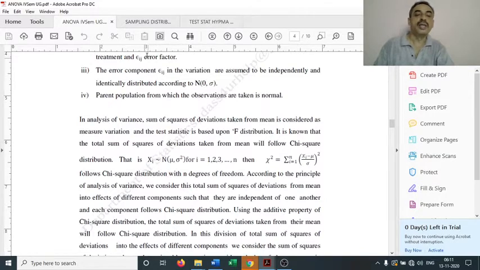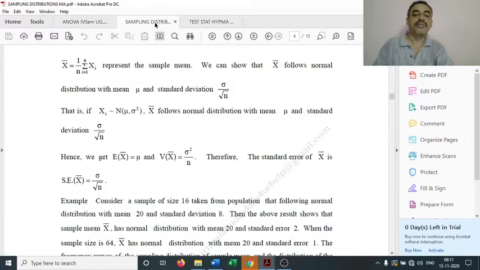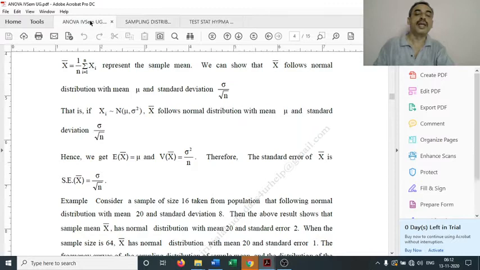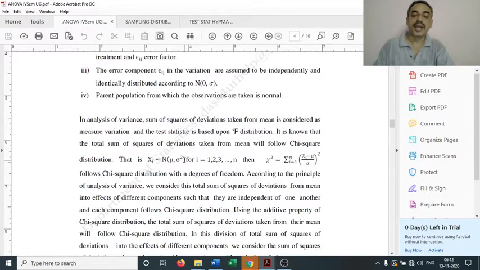Earlier we studied that in a normal distribution, (xi minus mu) by sigma follows N(0,1). That is, if xi follows N(mu, sigma squared), then z equals (xi minus mu) by sigma follows N(0,1), which is a standardization device. And the square of any standard normal has a chi-square distribution with 1 degree of freedom. So here xi follows N(mu, sigma squared), and chi-square equals the sum from i equals 1 to n of ((xi minus mu) by sigma) squared, which follows a chi-square distribution with n degrees of freedom.